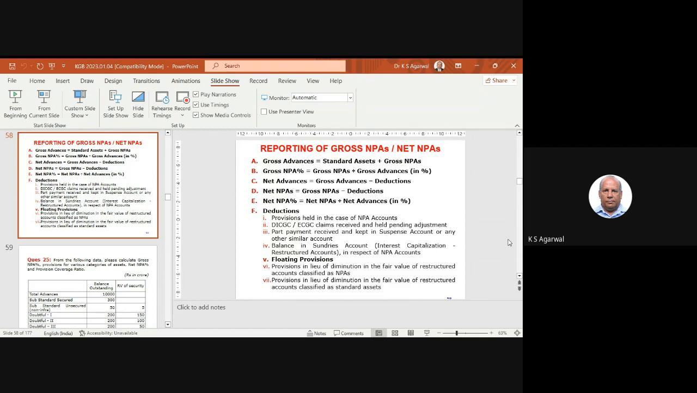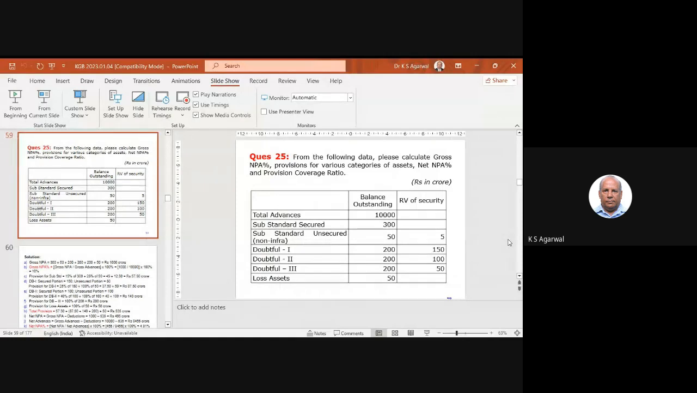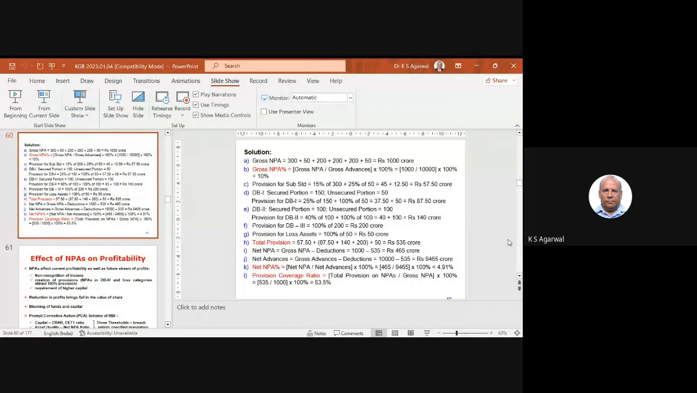Now, these deductions are provisions held, DICGC and ECGC claims held, part payment received, balance in sundries account, floating provision, and so on. I have to make these deductions. So from gross NPA, I will reduce my provision, DICGC, ECGC claim, etc. And whatever figure comes will be known as net NPA. I have given a detailed example in question 25, gave certain data and asked you to calculate various things. So please see the solution, then you will be able to understand it.